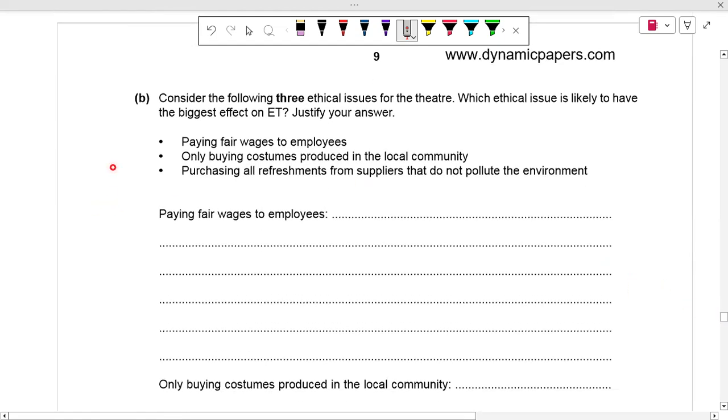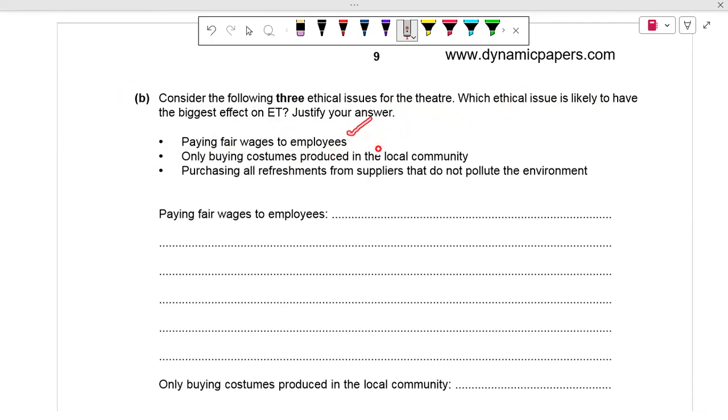And after that, it is part B. Consider the following 3 ethical issues for the theater. Which ethical issue is likely to have the biggest effect on ET? Estimate your answer. So this is basically the ethical issues which are right now facing the ET. ET is basically the name of the business.